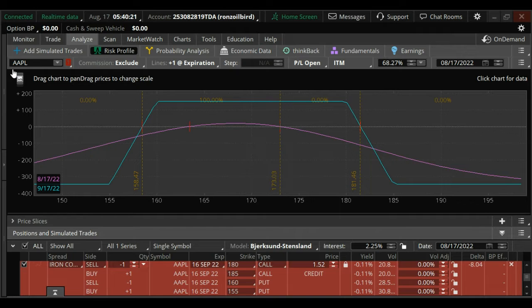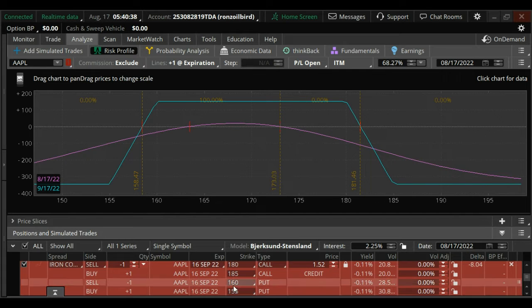I want to talk to you today about Apple stock, one of the more popular stocks on the market, ticker AAPL. It looks like there's a little sell-off going on in the market today, in the pre-market anyway, so I'm going to place an iron condor trade going out to September 16th, which is just a nine-day trade.